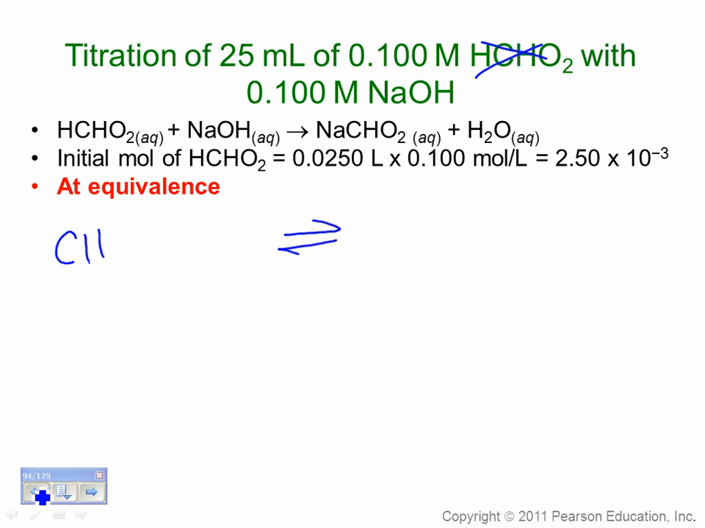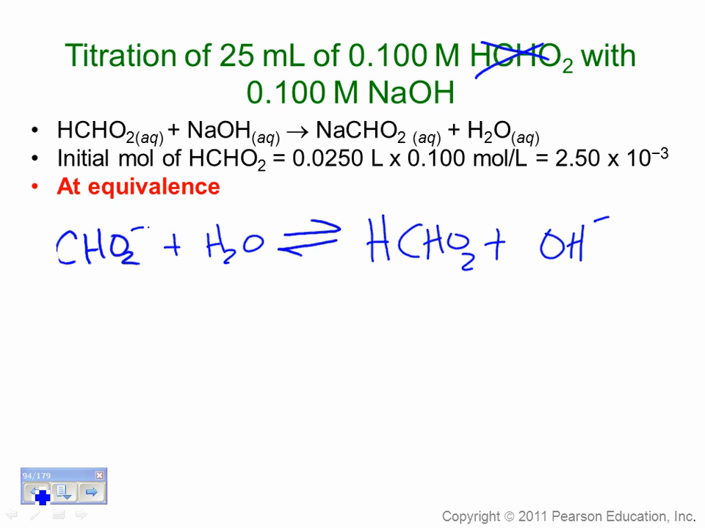So all I have here is the CHO2⁻. It's a sodium salt, but remember the sodium part of that's a spectator ion. So all I'm interested in is this. Plus water, it's always plus water on the left. So what do I have on the right? That's what I have. So that's my equilibrium for that salt.